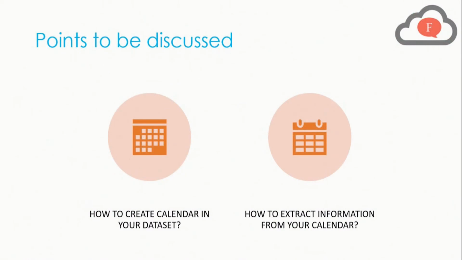So in this video we will mainly talk about 2 points. In the first point, we will talk about how to create a calendar in your data set. And secondly, we will tell you how to extract information from your calendar. So these are the 2 points we will talk about in this video. To understand these 2 points, we have to go into Power BI Desktop. So let's go into Power BI Desktop.